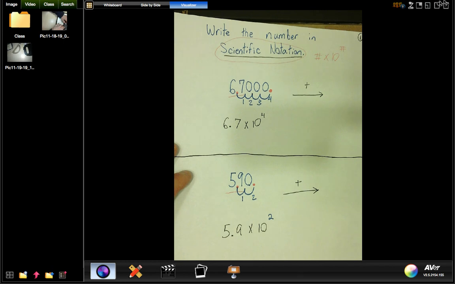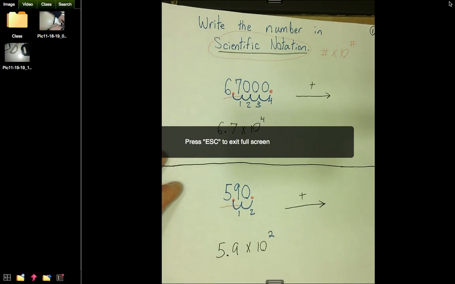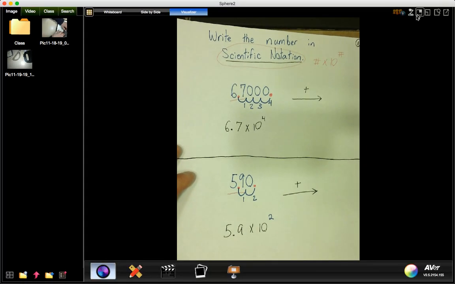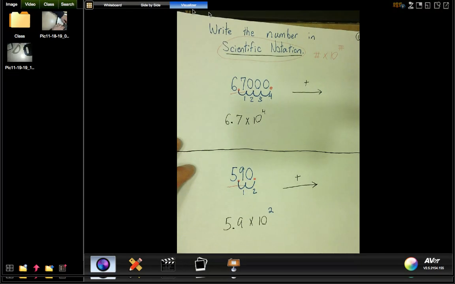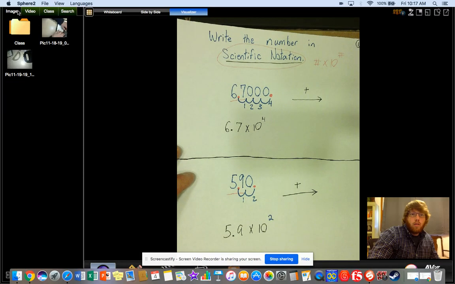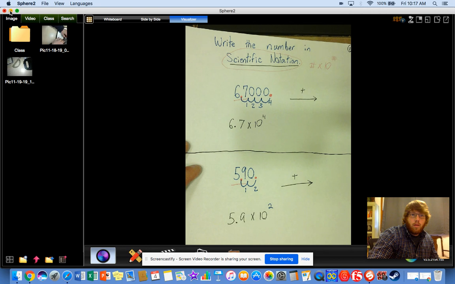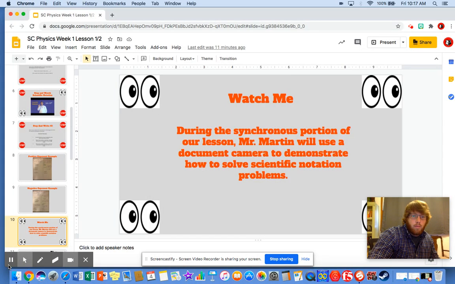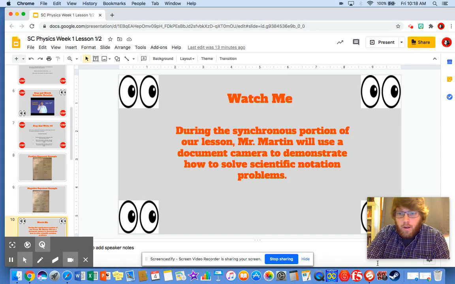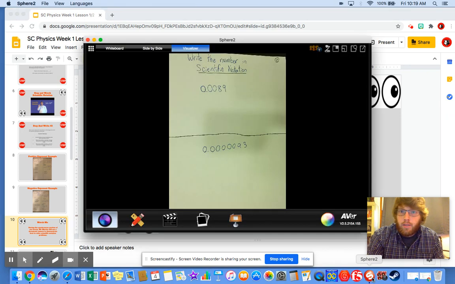Let's see here. Let me see if I can pause this for a second, if I can get out of my document camera. Bring that down and pause. All right, I am back. Let's look at another couple examples here.